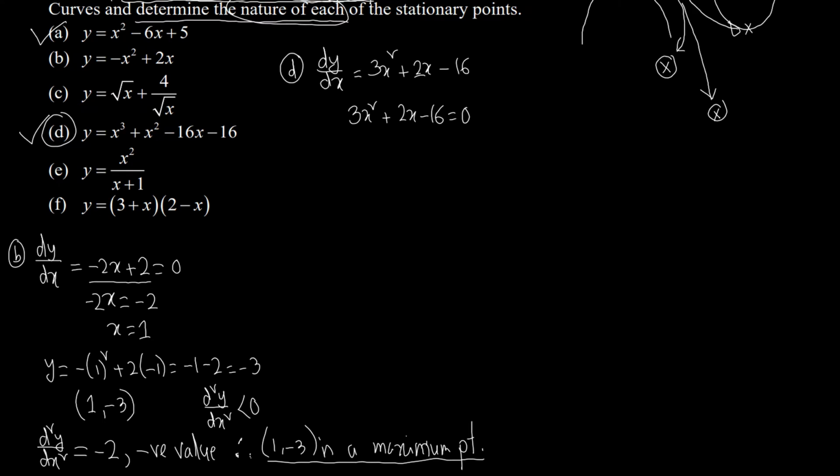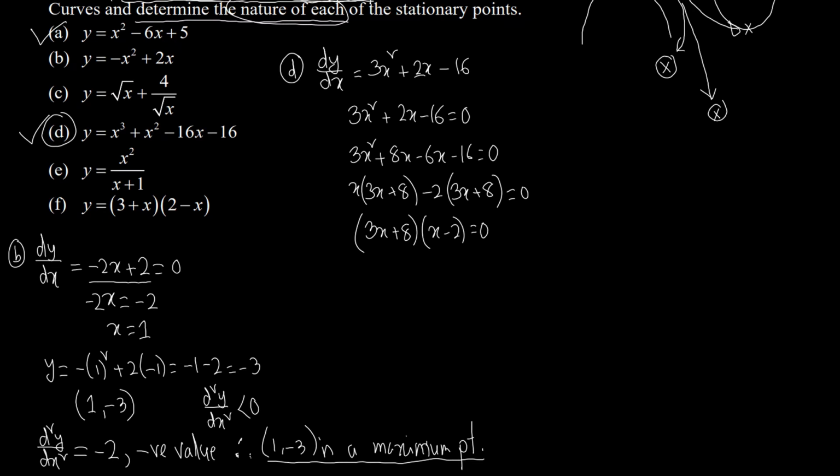Yes, we can do it by splitting the middle term. 3x square, 3 times 16 is 48, so we can break it into 8 and 6: plus 8x minus 6x minus 16. From the first part you can take x common, which gives 3x plus 8, and minus 2 common from the second part, which gives 3x plus 8 again. Setting it to 0, two factors are there: one is 3x plus 8, another one is x minus 2 equals to 0. So the x values are minus 8 by 3 and 2.